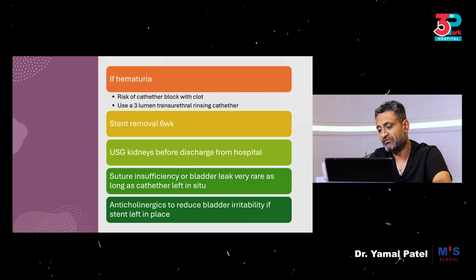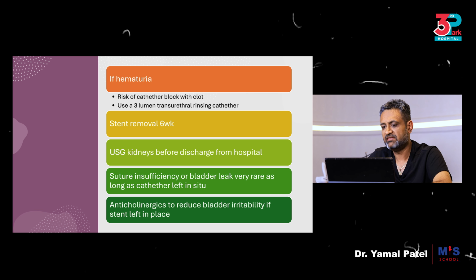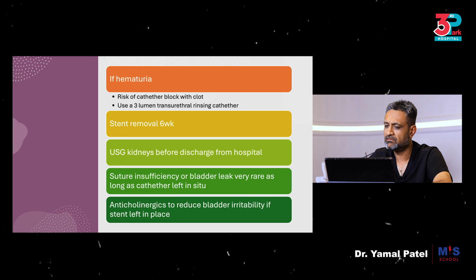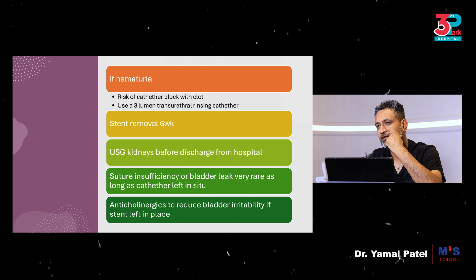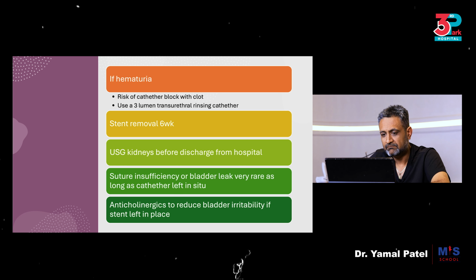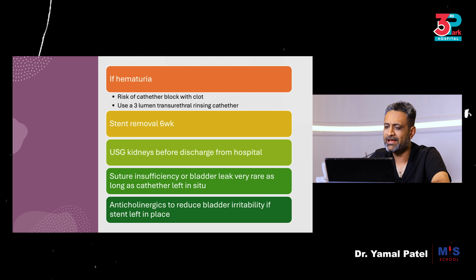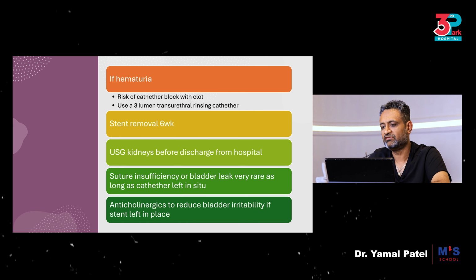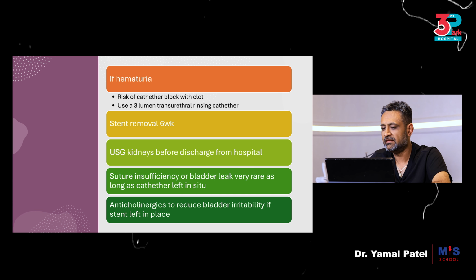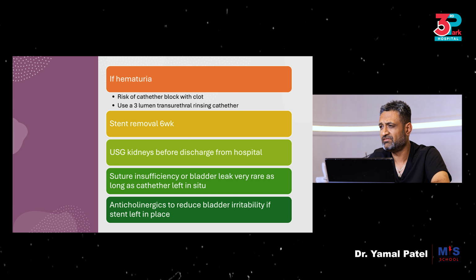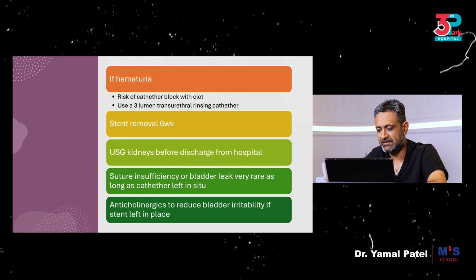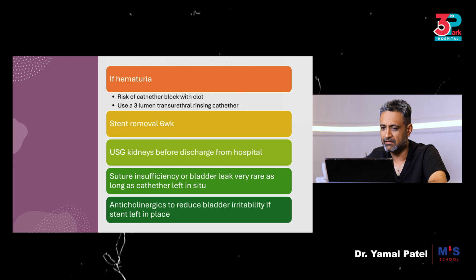Remove the stent if you had put it after around 6 weeks. Check the ultrasound of the kidneys before discharge from the hospital whenever you've done a bladder or urethral repair. You'll usually see that suture insufficiency or bladder leak is extremely rare as long as the catheter has been left in situ for some time. So make sure it's not removed immediately. And you can sometimes use anticholinergics to reduce bladder irritability, especially if the stent has been left in place, because that could irritate the ureter and cause cramping and colic pain.